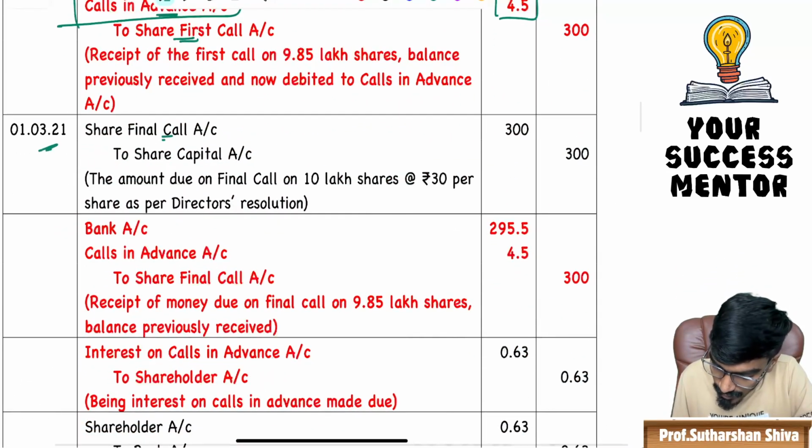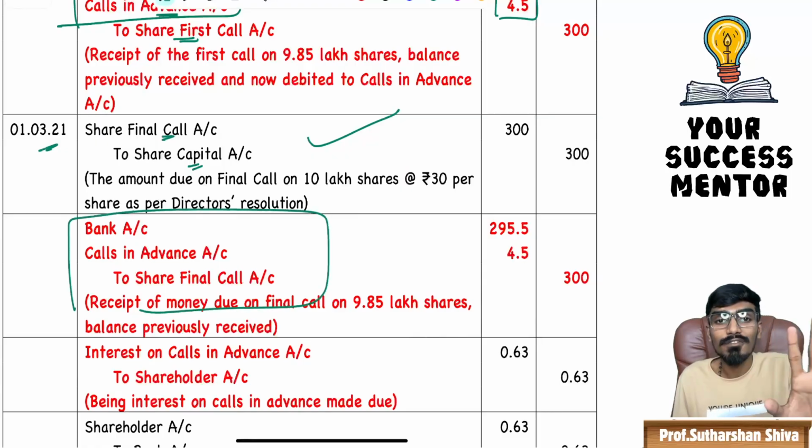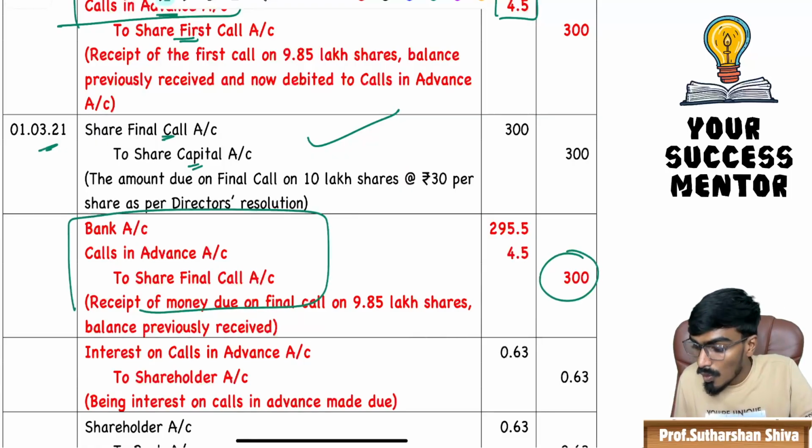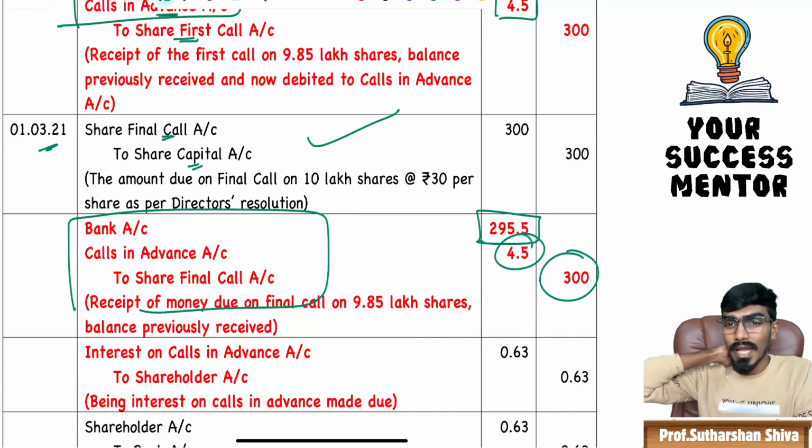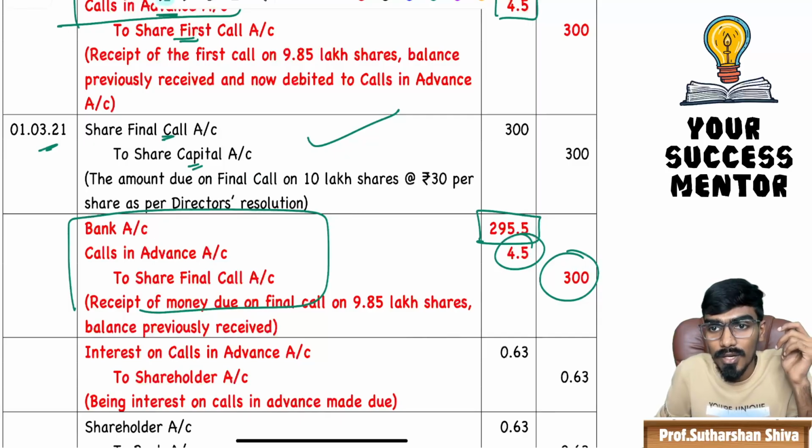On 1/3, share final call to share capital is an easy entry we will pass. See, instead of writing bank to calls in advance, actually I want to receive 300. I already received 4.5 lakh, so then I will be only collecting 29 lakh 50. That is 2 crore 95 lakh 50,000 only I will collect. Are you able to understand?